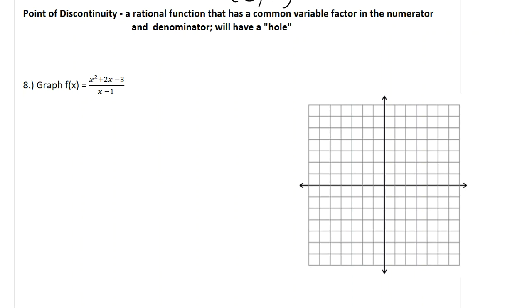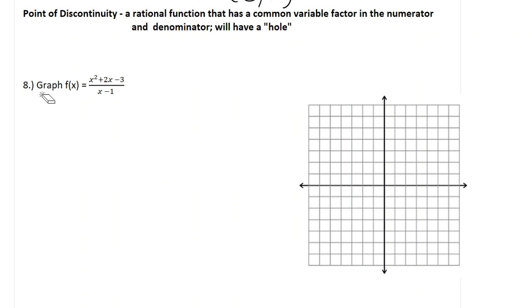Our third and final video of 12.4 and for the chapter, we're going to talk about point of discontinuity. That happens when a rational function has a common variable in both the numerator and the denominator. And what happens is this creates a hole in the graph. And you'll see what I mean once we start looking at a couple examples.